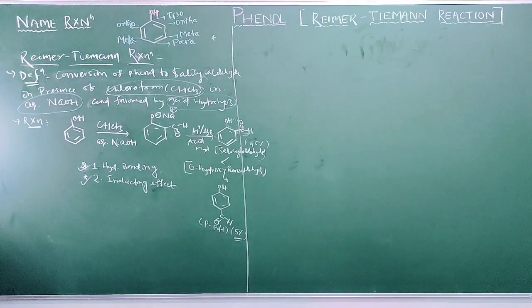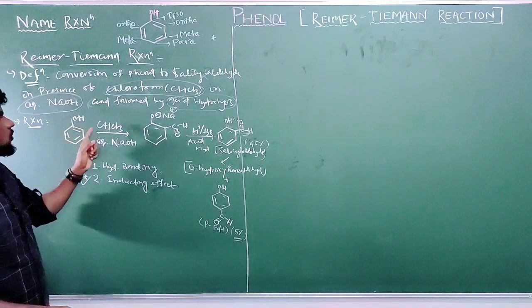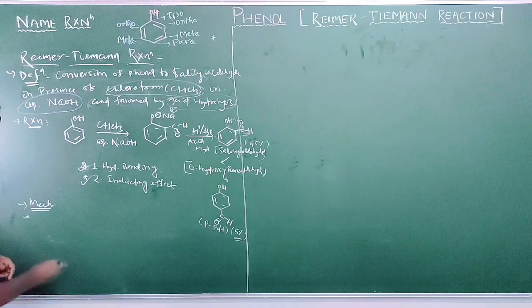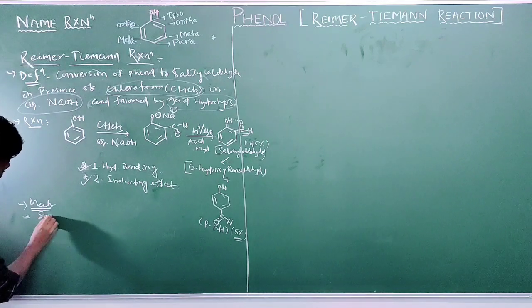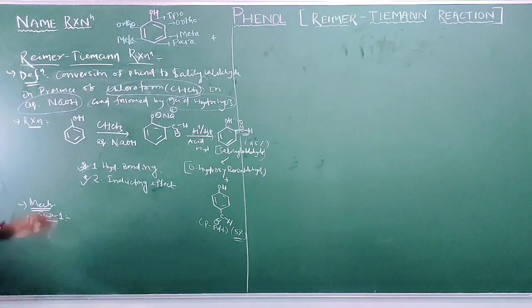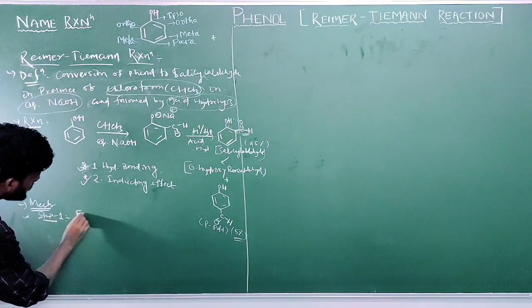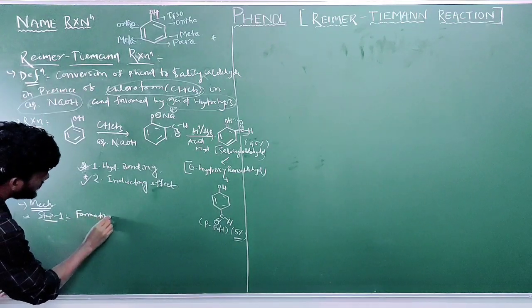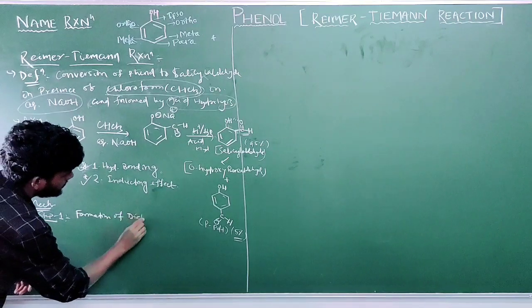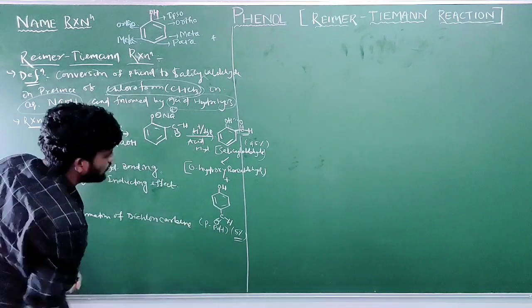So next important is the mechanism. Write mechanism, give heading mechanism. In the mechanism, you are using chloroform and aqueous NaOH. It passes through 7 steps. So write step 1. In step 1 there is formation of dichlorocarbene.